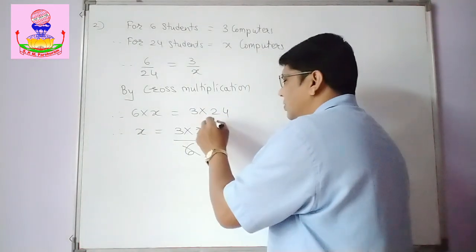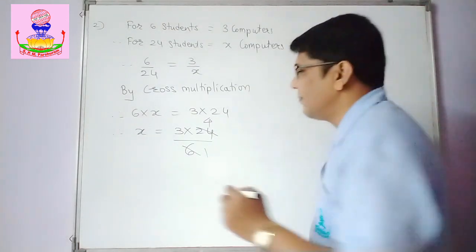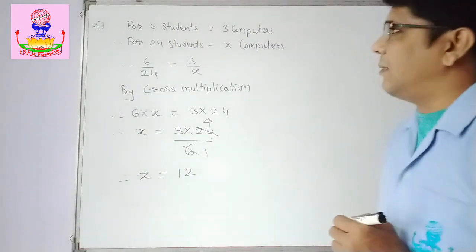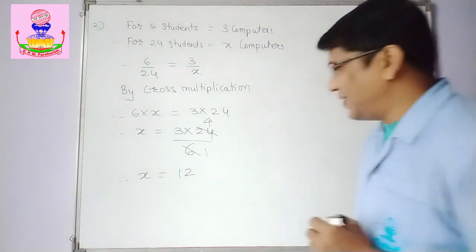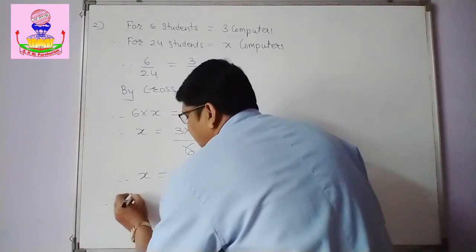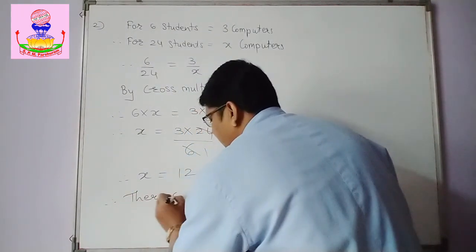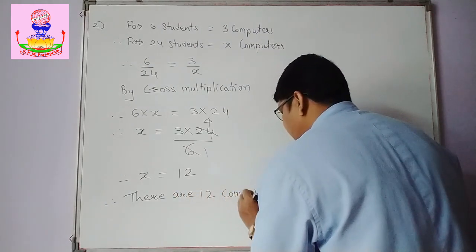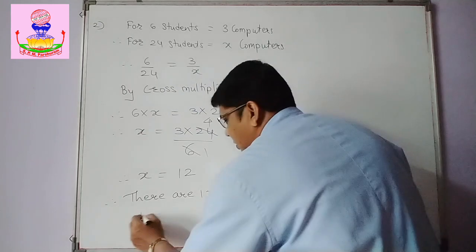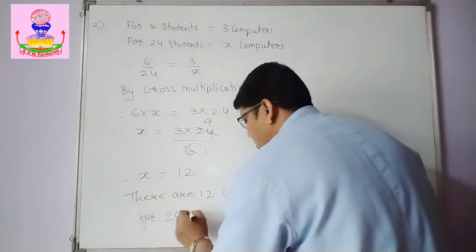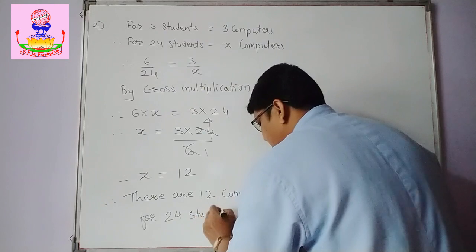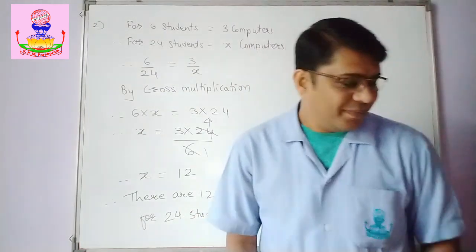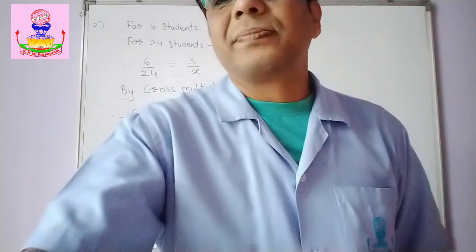So 6 ones are 6, 6 fours are 24. Right? And so therefore, 3 fours are 12. So how many computers are there for 24 students? 12 computers. Right? So therefore, there are 12 computers for 24 students. Okay? So next, let us solve the next example.